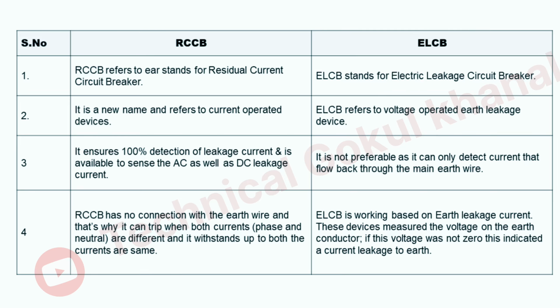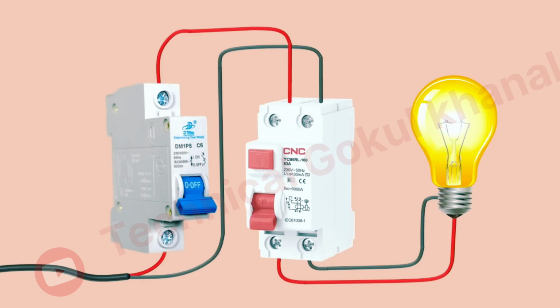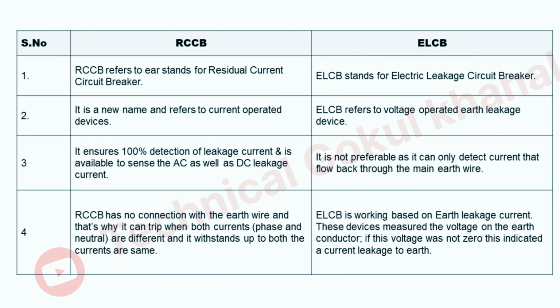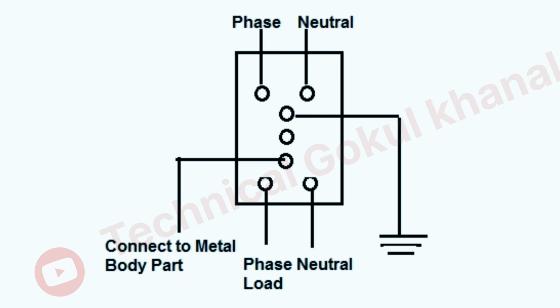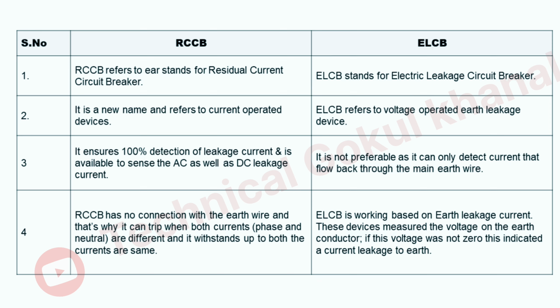First, we will talk about RCCB. This RCCB we use, it is a device which operates on current. And when we perform the connection of RCCB, we have to only use phase supply and neutral supply. But this ELCB we use, this device operates on voltage. And when we go for performing connections of ELCB, then we have to connect phase supply, neutral supply and earthing wire also. Besides, there are many differences, but they are not so important.